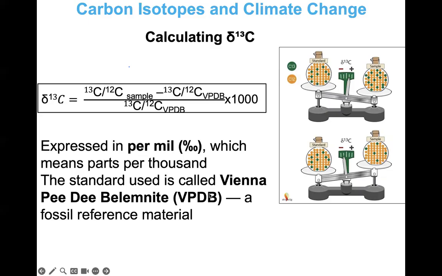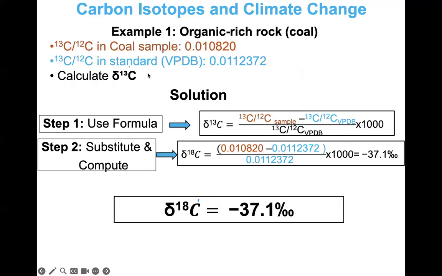A belemnite is a fossil that is used as a reference. For oxygen, we use mean ocean water. For the carbon, we use this belemnite, which is a fossil, and the standard is called VPDB. Okay, so now let's look at how we calculate this delta 13C.